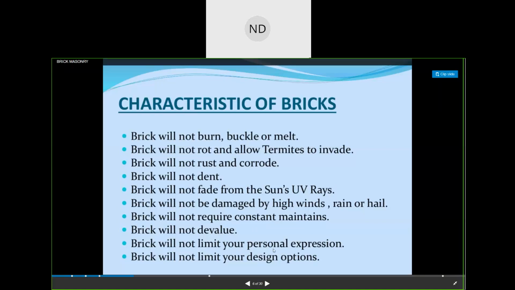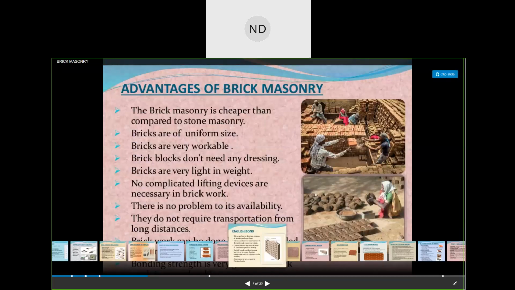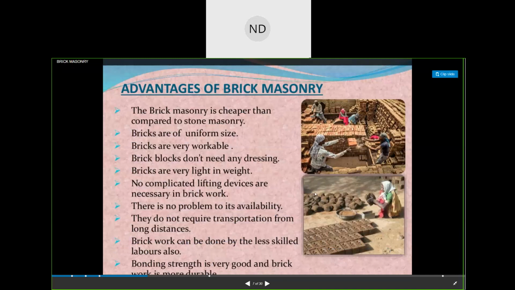Okay, brick will not limit your personal experience expression. Brick will not limit your design options. Now, these are the advantages of brick masonry. Brick masonry is cheaper compared to stone masonry, obviously.